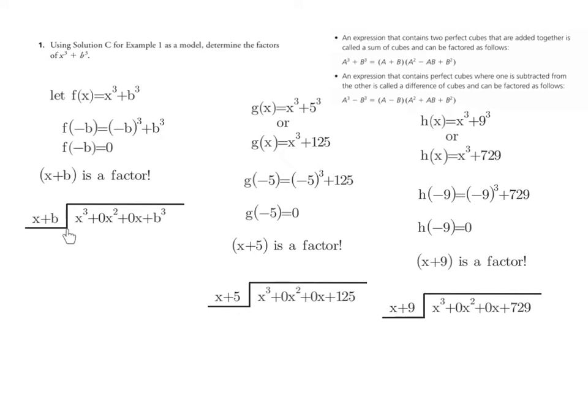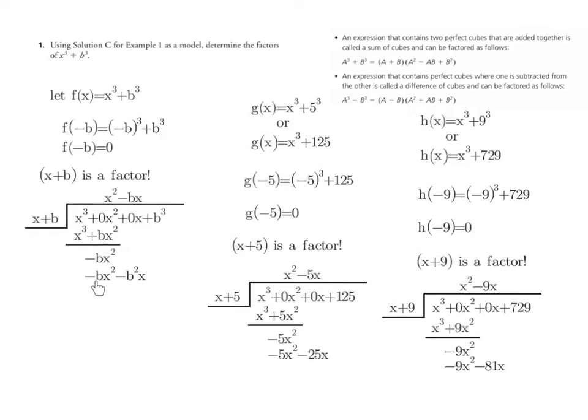We take x cubed and we divide by x, and that gives us x squared. Now we take x squared and multiply by x plus b. That gives us x cubed plus bx squared. Subtract x cubed minus x cubed, 0. 0x squared minus bx squared, negative bx squared. Negative bx squared divided by x is negative bx. Now we're going to multiply by x plus b. That gives us negative bx squared minus b squared x. Now we subtract: negative bx squared minus negative bx squared is 0. 0x minus negative b squared x is b squared x.